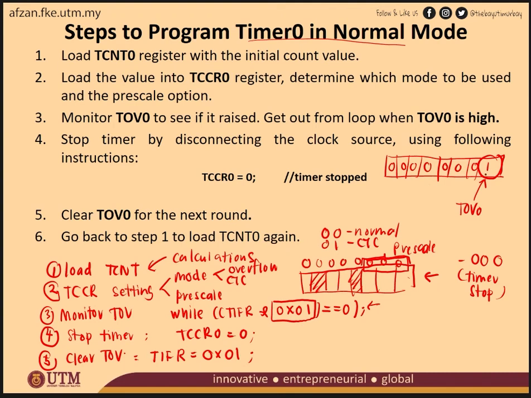Okay, since our TOV0 is located here, if you write it down in hexadecimal, it becomes 0 1. So make sure that the value is correct, according to what flag you want to clear. And last but not least is step number 6. Okay, you're going to load your TCNT, which is to repeat step 1 if you want to generate the same delay over and over.